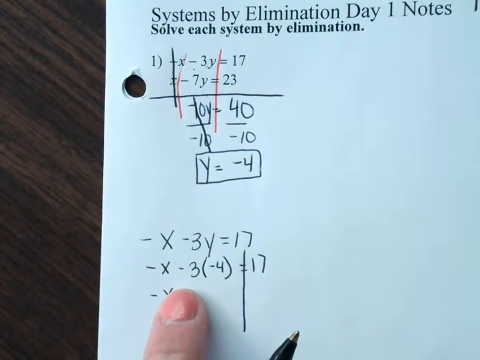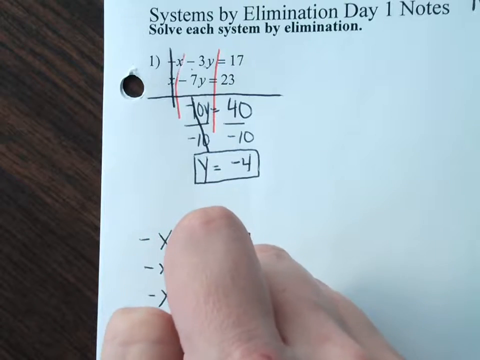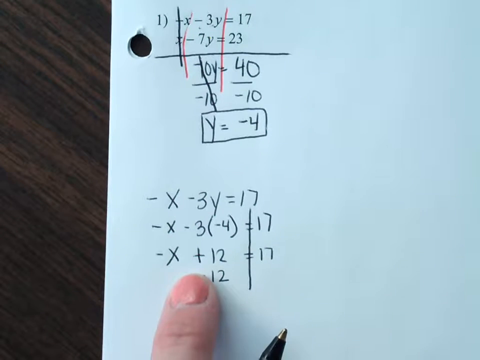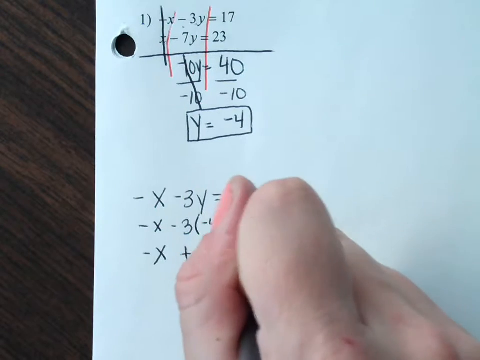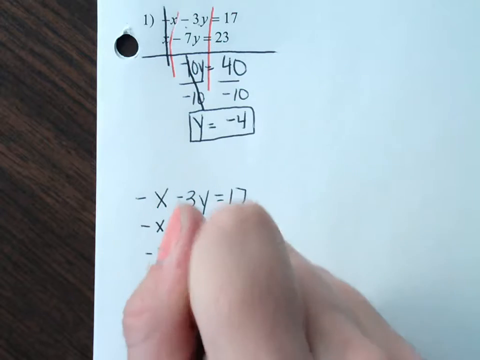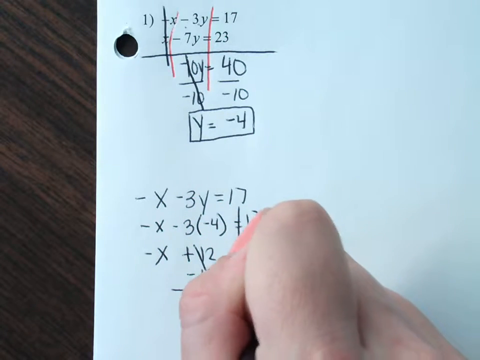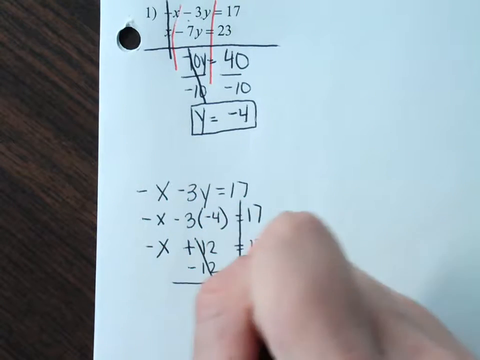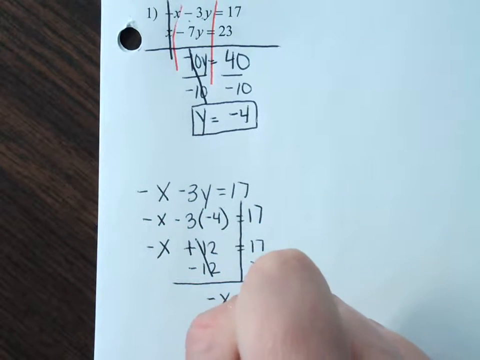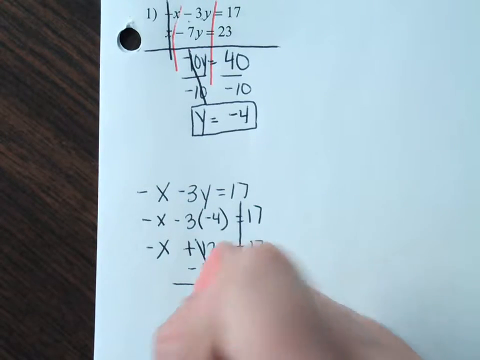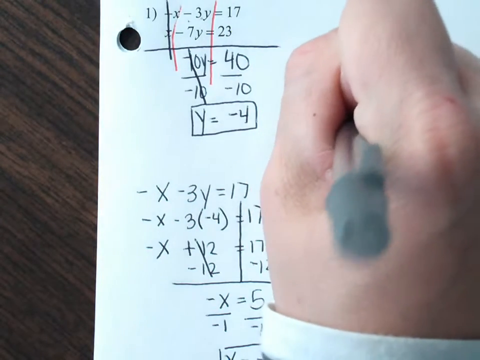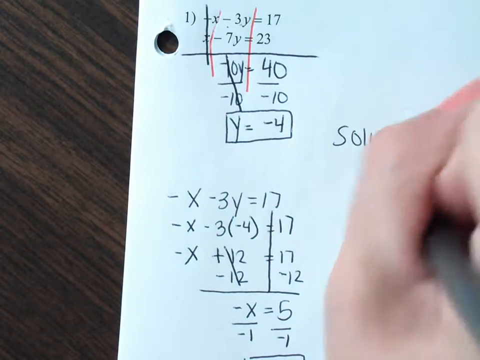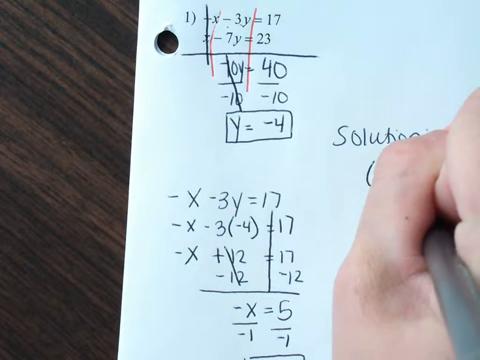First thing we do is multiply negative 3 times negative 4, which is positive 12. Then we subtract 12 on both sides. Since this is being added, the inverse is subtraction. So we subtract both sides by 12. That leaves me with negative x equals 5. But negative x is not a positive 1, so we have to divide both sides by negative 1. We have x equals negative 5. So your solution to the system of equations is, remember, x comma y, so that is negative 5 comma negative 4.